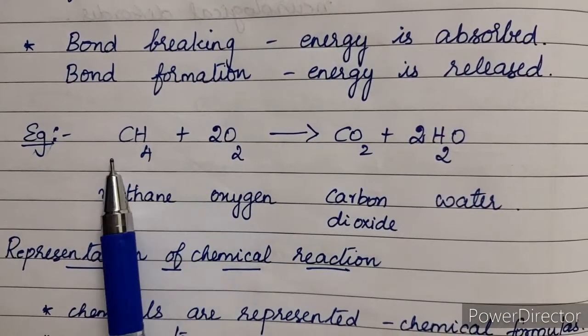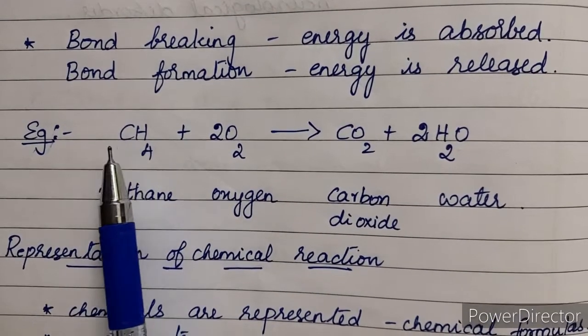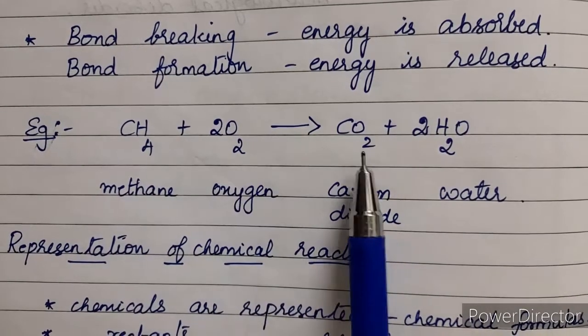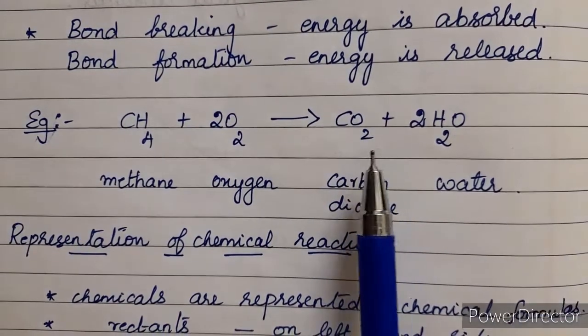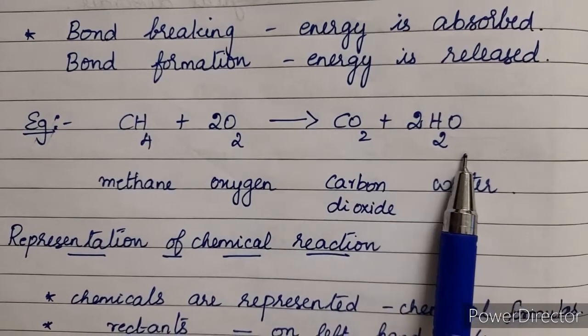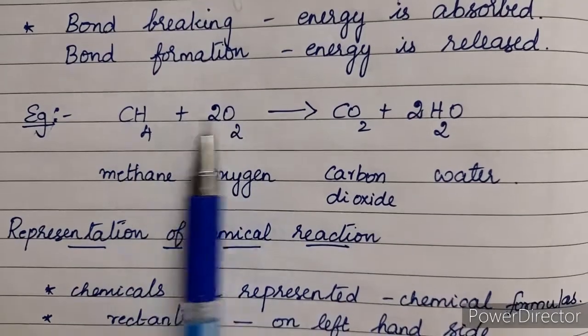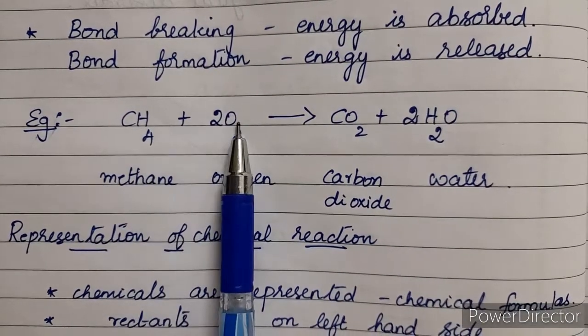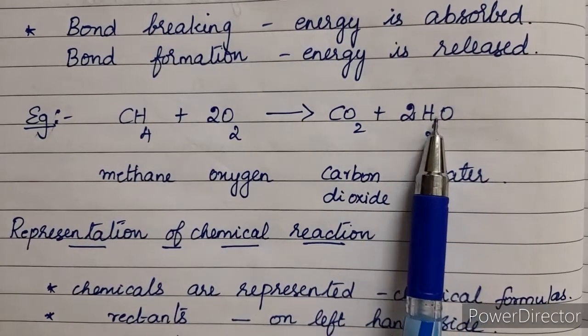Now here there is a breaking of the bond between the carbon and hydrogen, and a new bond is formed between the carbon and oxygen, so that carbon dioxide and water are formed. Now these two are the reactants. So these are called the reacting molecules, and the compounds that are formed are called the products.